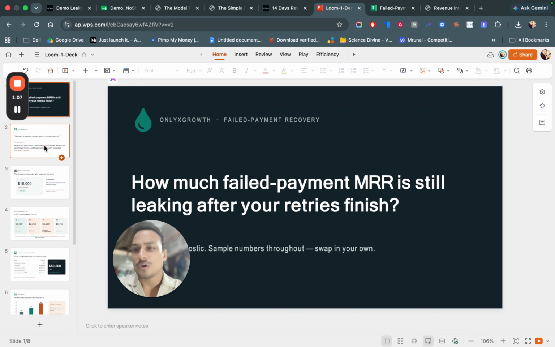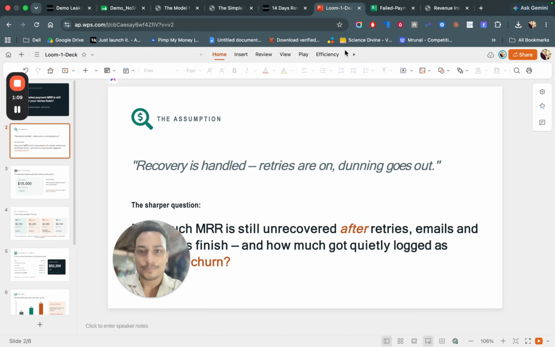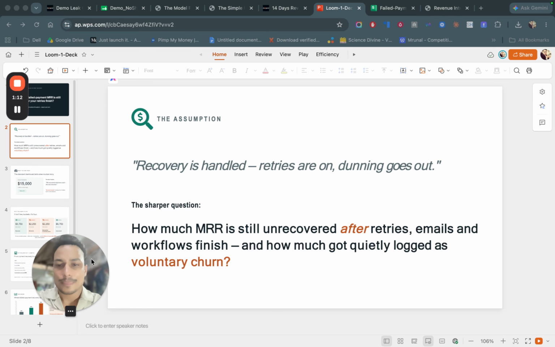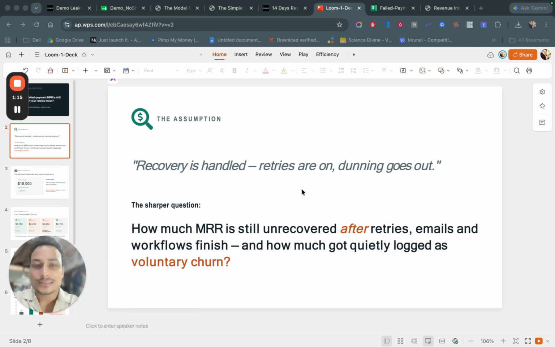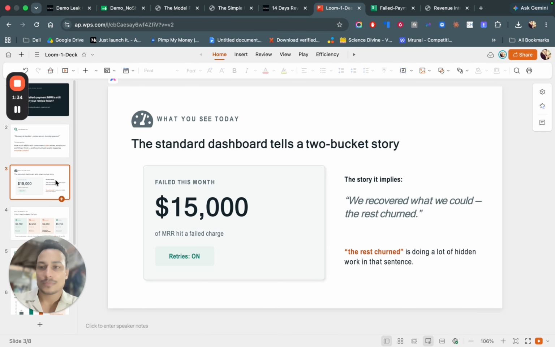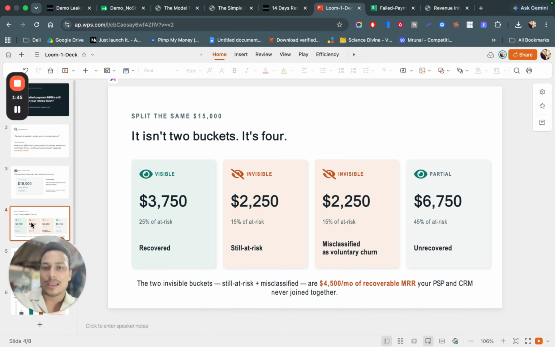So here's what a standard setup looks like. A payment fails and it lands in a dashboard, and retries fire on a schedule. Some come back, and you see one headline number, say $15,000 of MRR hit a failed charge this month. The story the tools tell you is: we recovered what we could and the rest churned. The rest churned, and that feels complete. But that "rest churned" is doing a lot of hidden work in that sentence. And what is that?